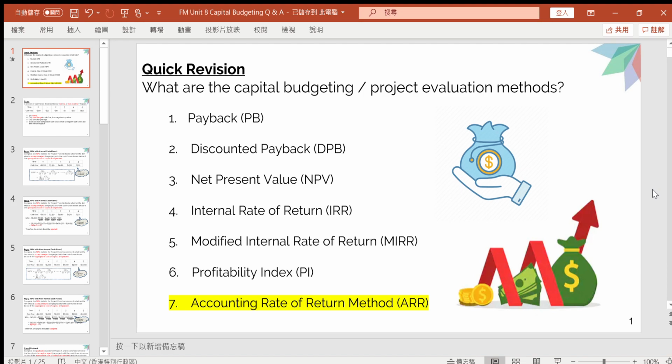Okay, in this unit, we have learned about a total of 6 methods: payback, discount payback, net present value, internal rate of return, modified internal rate of return, and profitability index. In other reference books or textbooks you may find one more, the accounting rate of return method, but this textbook doesn't have it. Okay, that's why we'll focus on these 6.